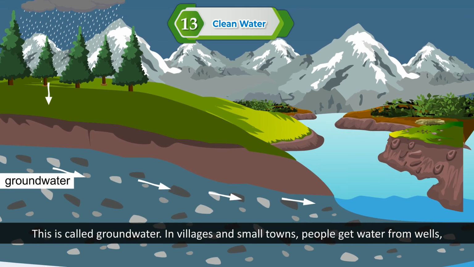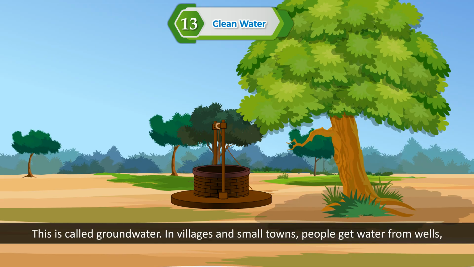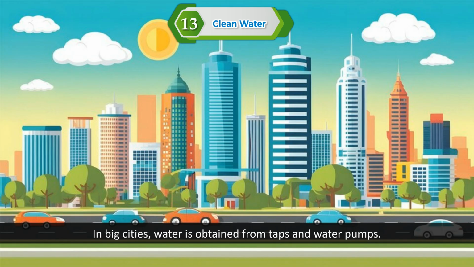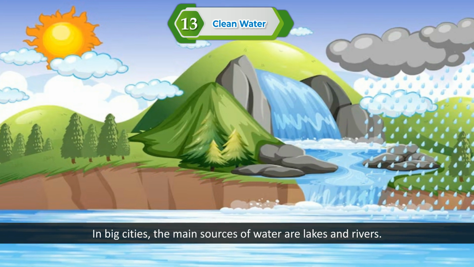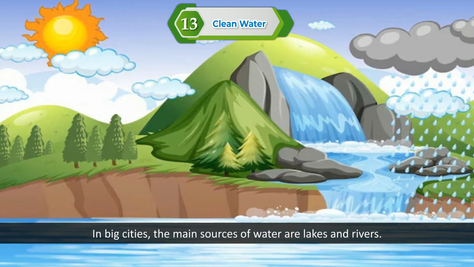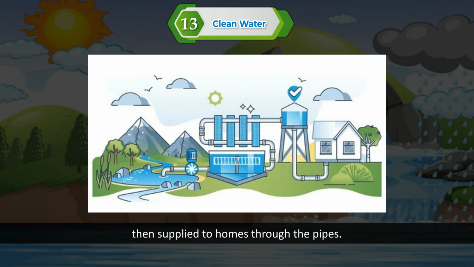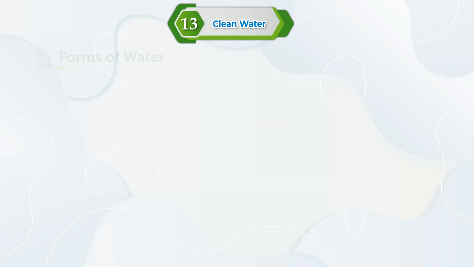This is called groundwater. In villages and small towns, people get water from wells, ponds, rivers, or hand pumps. In big cities, water is obtained from taps and water pumps. In big cities, the main sources of water are lakes and rivers. Water from these water bodies is cleaned by the public water supply system and then supplied to homes through the pipes. Knowledge Hunter: We get common salt from seawater.